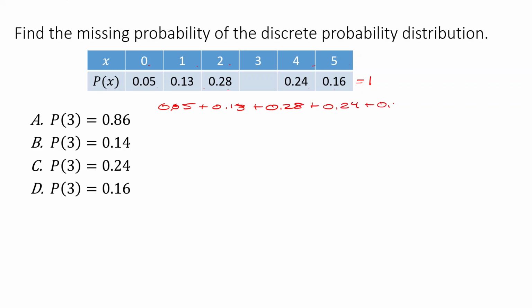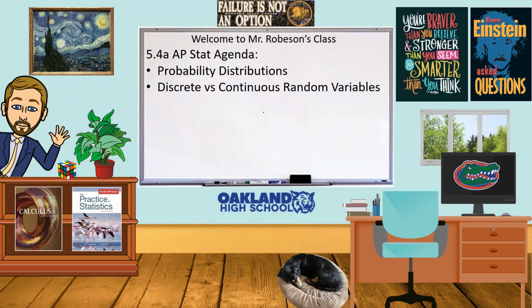0.24 plus 0.16. All right, I believe that gives us 0.86. And then to find what goes here, it's just going to be 1 minus the 0.86, which is going to give us 0.14. So that means this probability should have been 0.14. Yeah, there it is. All right, so that is how probability distributions work.